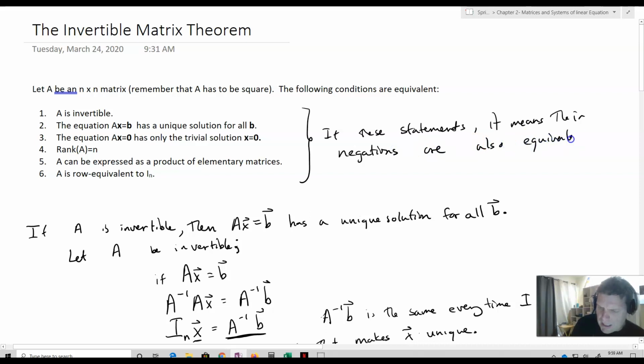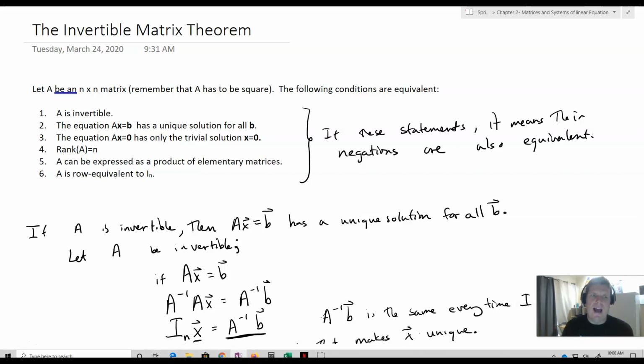So what that means for us is this. If A is not invertible, then the equation AX equals B does not have a unique solution for all B. There will exist some B where AX equals B does not have a unique solution. Either it does not have a solution, or it has an infinite number of solutions for that particular value of B, okay?